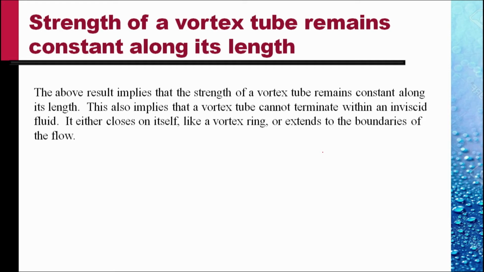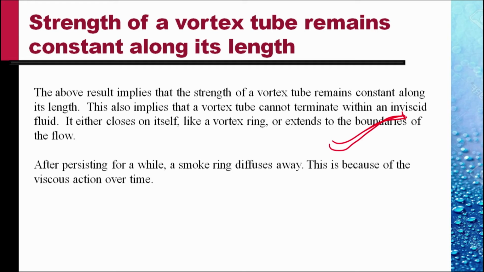Thus, if I have a vortex tube, it cannot end within an inviscid fluid, because what happens to the vorticity after that? So, it must either close on itself like a vortex ring or extend to the boundaries of the flow. After persisting for a while, a smoke ring diffuses away. This is because of the viscous action over time.